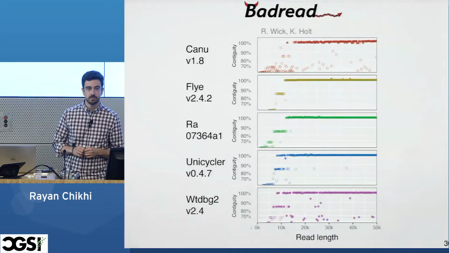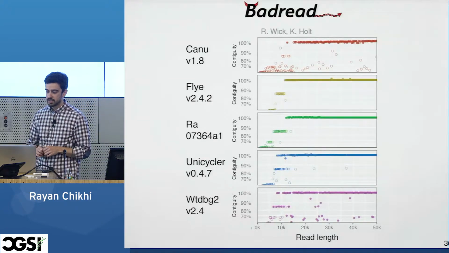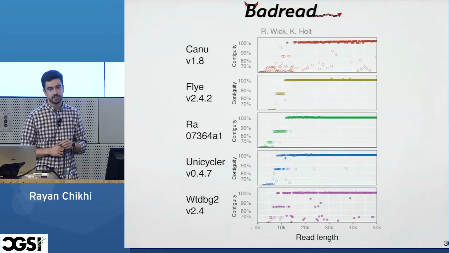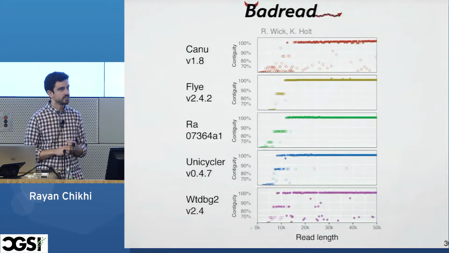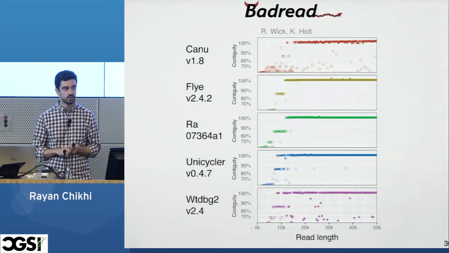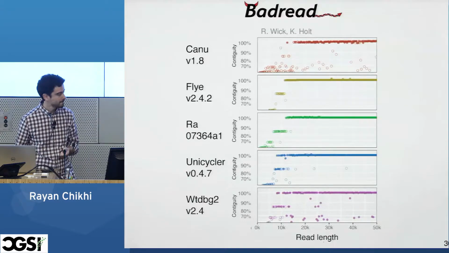So he took a few assemblers, a few software, and each of the points in this graph is a single assembly. You have to keep in mind that generating assembly is quite expensive, so it took a lot of CPU hours to do this, I guess.